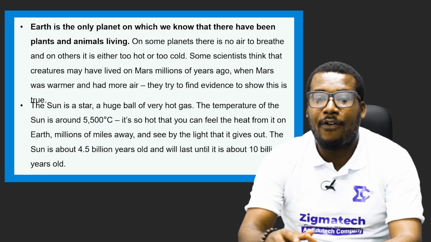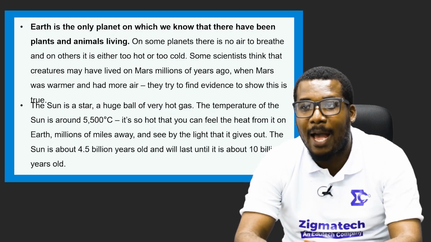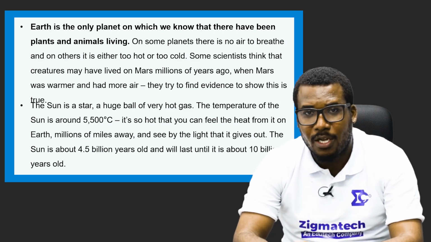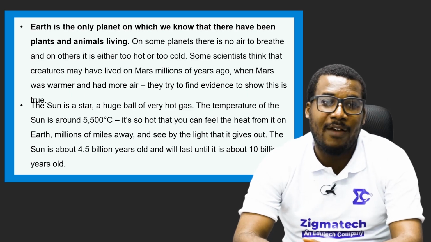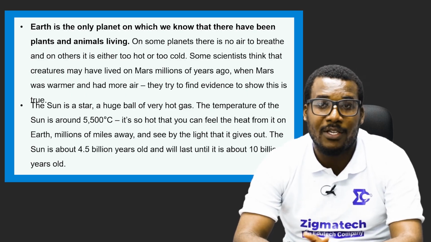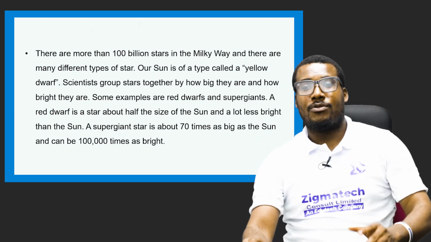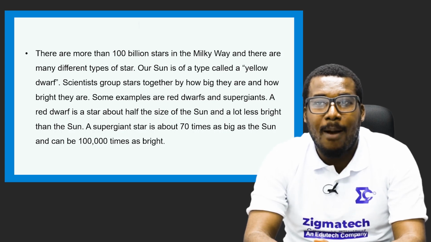The sun is about 4.5 billion years old and will last until it is about 10 billion years old before it implodes or goes supernova. This is what scientists have characterized for the sun. Howbeit, they are not God. We don't really know.